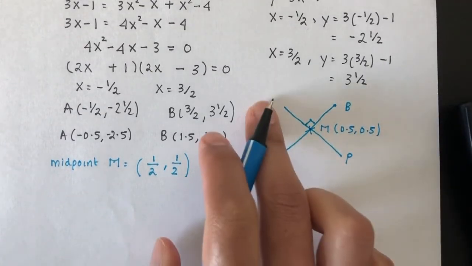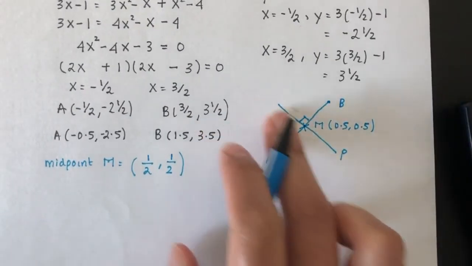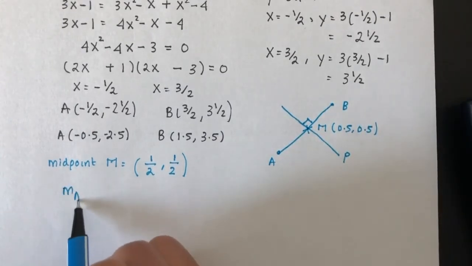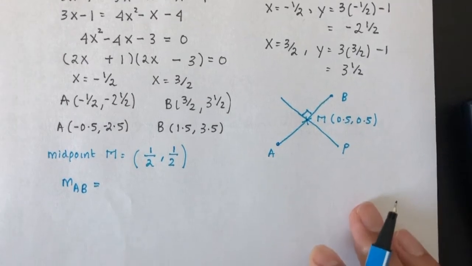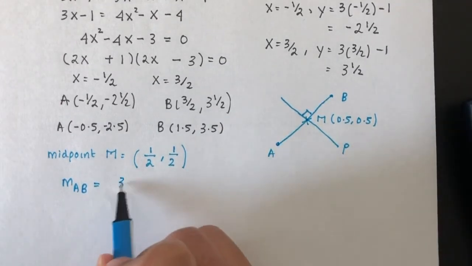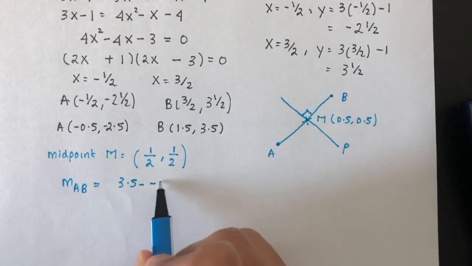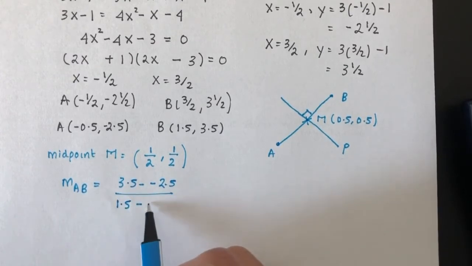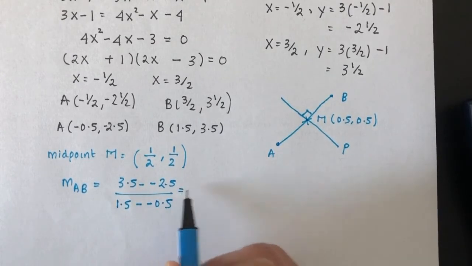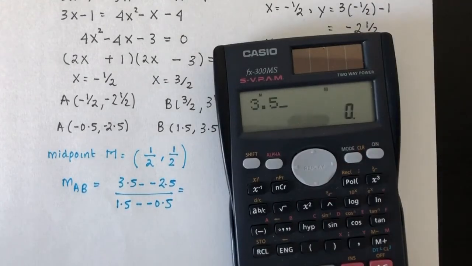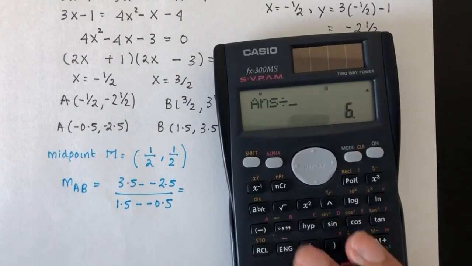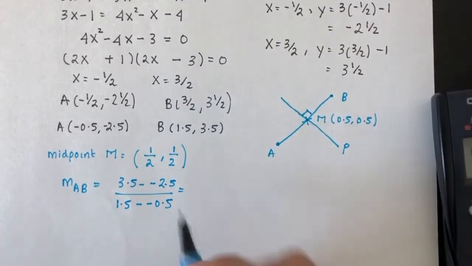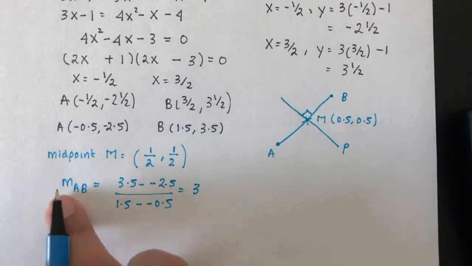Now we have to find the gradient of this line. To find the gradient of this line, we first find the gradient of AB. So M of AB, we use the formula y2 minus y1 over x2 minus x1. That will be 3.5 minus 2.5 divided by 1.5 minus 0.5. That should be 3. So the gradient of AB is 3.